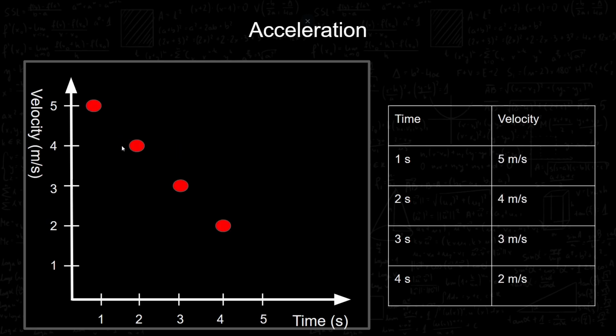Similarly, if I have a graph that's trending downward, so I'm moving from 5 meters per second to 4 meters per second to 3 meters per second, this would be an object that has a negative acceleration, or an acceleration in the opposite direction. Okay, and now I have an object that is moving the same speed constantly.